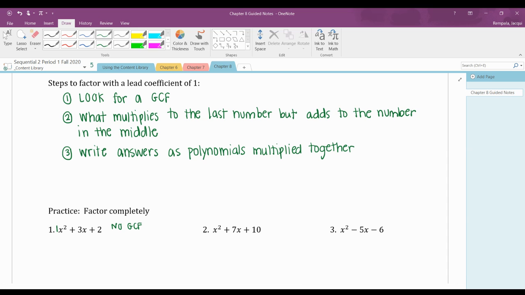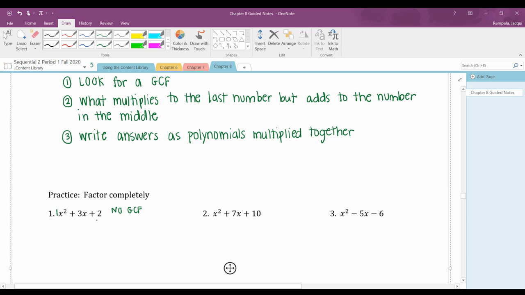All right, so moving on to the second step, it says what multiplies to the last number but adds the number in the middle. So my last number should be the number that does not have a variable. So we're going to be looking for numbers that multiply to 2. The number in the middle is going to be the number that is attached to the x, and we want to find numbers that add to it.